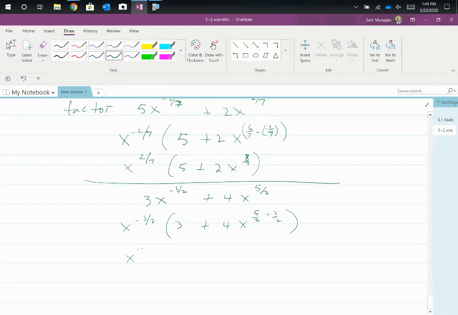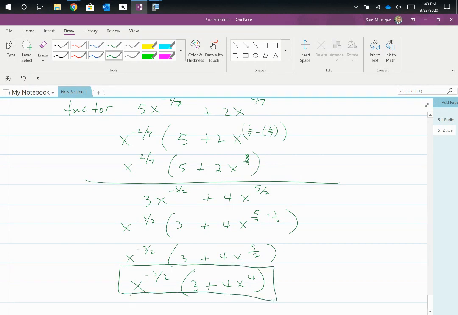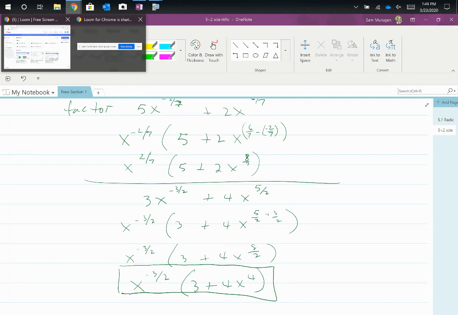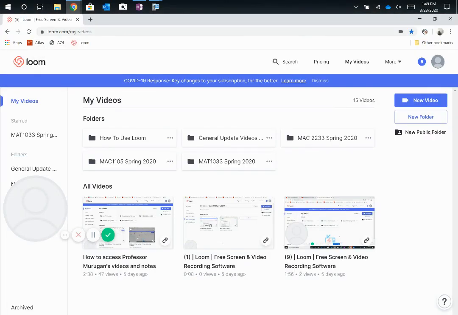So x to the power negative 3 over 2 times 3 plus 4x to the power 8 over 2. x to the power negative 3 over 2 times 3 plus 4x to the power 4. Okay, and that concludes our lesson for this chapter.